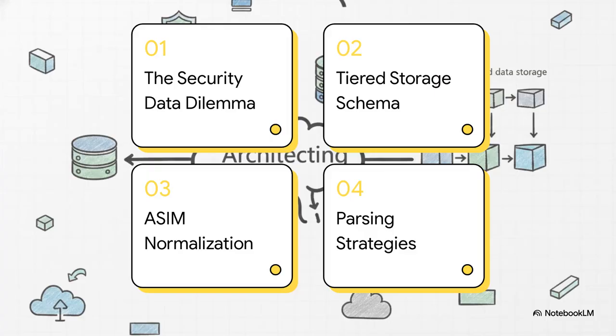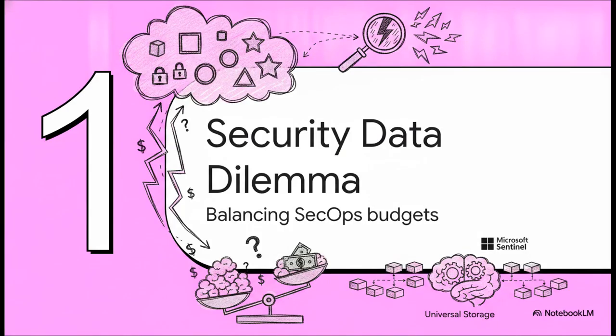So here is our architectural blueprint for today. First, the security data dilemma. Second, Sentinel's tiered storage schema. Third, ASIM, the universal translator. And finally, parsing, query versus ingest. Let's get right into it. Starting with Section 1, the security data dilemma, balancing your budget with lightning-fast threat detection.